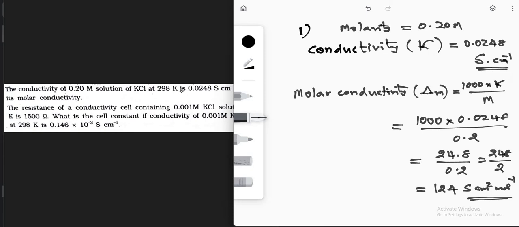Take down. If kappa value is given, how to calculate molar conductivity? Listen, whenever kappa is given, you should carefully watch the unit. If the unit is Siemens centimeter inverse, then use this formula, that is molar conductivity equals 1000 kappa by M. If kappa value is given in Siemens meter inverse, then the 1000 should come in the denominator, that's all. Okay, all other things are same.